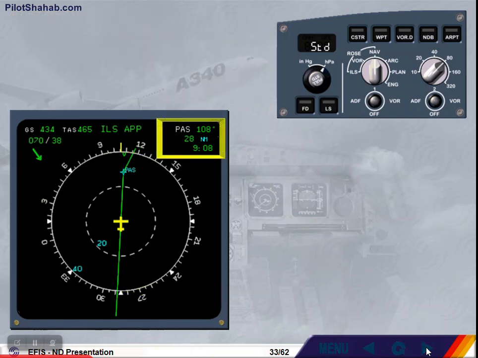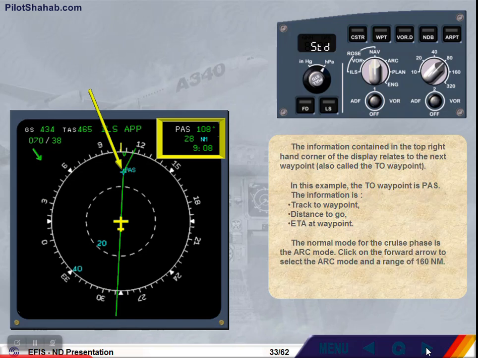The information contained in the top right-hand corner of the display relates to the next waypoint, also called the two-way point. In this example, the two-way point is Papa Alpha Sierra. The information is track to waypoint, distance to go, estimated time of arrival at waypoint. The normal mode for the cruise phase is the arc mode. Click on the forward arrow to select the arc mode and a range of 160 nautical miles. Click on the forward arrow.